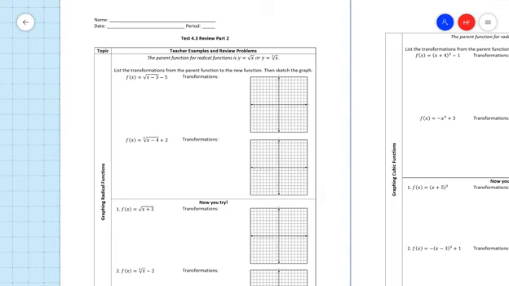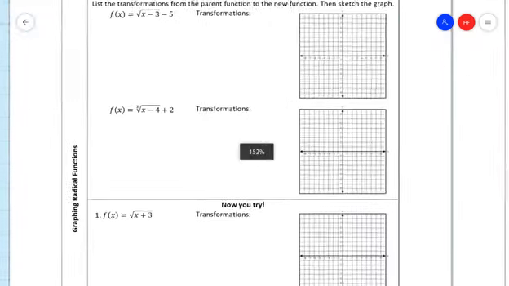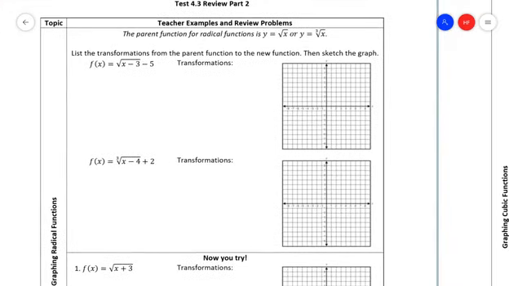Like I said, there are 12 topics total, and so we're going to go through 2 problems from each topic, and then you have 2 problems to review yourself. That will be very, very similar to the ones that I'm doing.